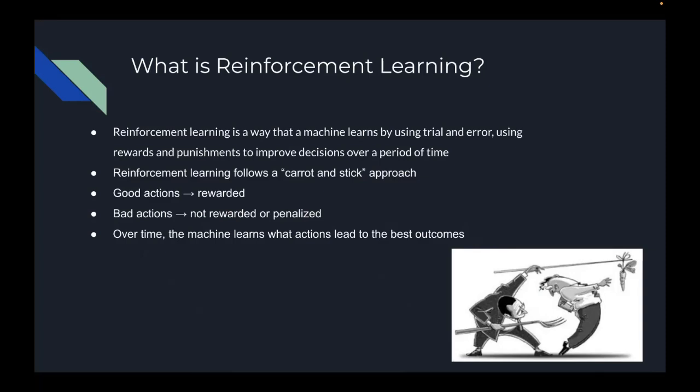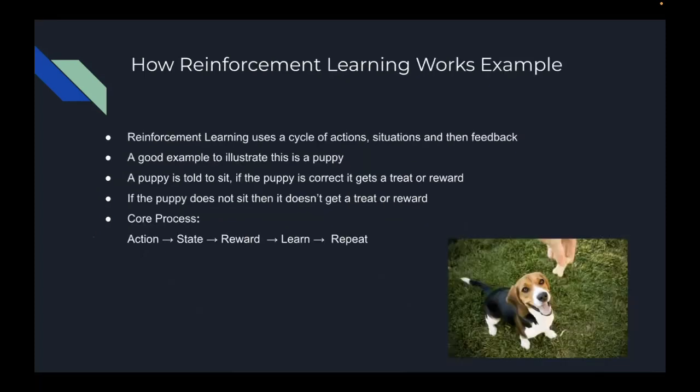When the system takes a good action, it receives a reward, which encourages it to repeat that behavior again. When it takes a bad action, it either gets no reward or possibly a penalty, which helps to discourage that behavior. Over time, the system starts to recognize patterns. It begins to understand which actions lead to better outcomes and which ones don't. So instead of memorizing answers, it's constantly adjusting its behavior based on experience. This is actually very similar to how humans learn in real life. We try things, see what works, and then improve over time.